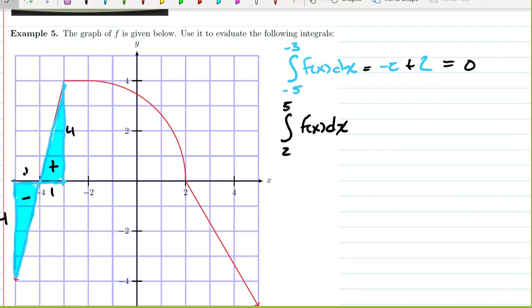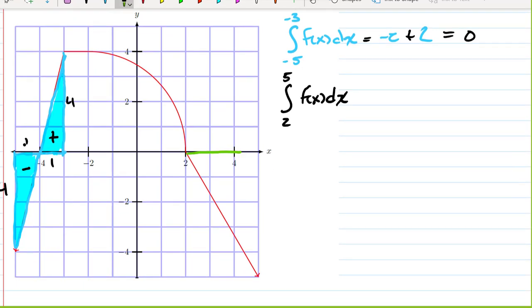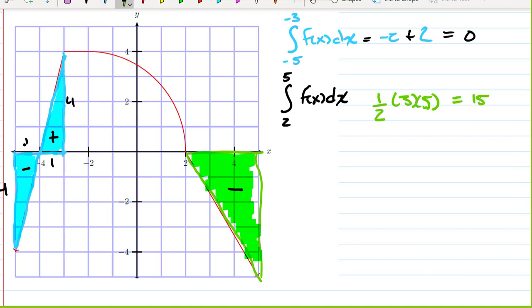All right, so to do the u-try, we're going to be looking over here on the right-hand side of our graph. So between 2 and 5 is going to give us this region right here. And we're going to note, since it's below the x-axis, it's going to be negative area. So we're going to have a triangle. So our area is going to be 1/2 times our base, which is 1, 2, 3, times our height, which is 1, 2, 3, 4, 5. So 1/2 times 3 times 5 gives us 15/2, or if you prefer as a decimal, 7.5.